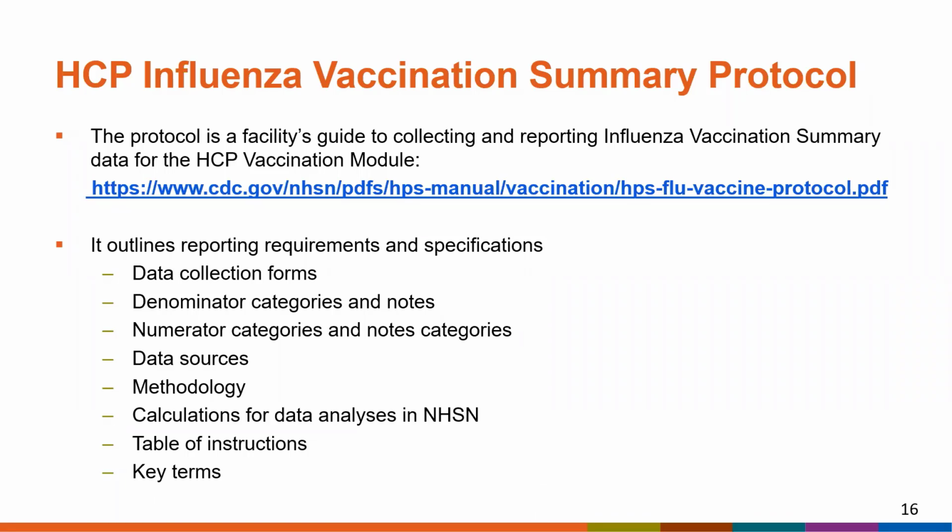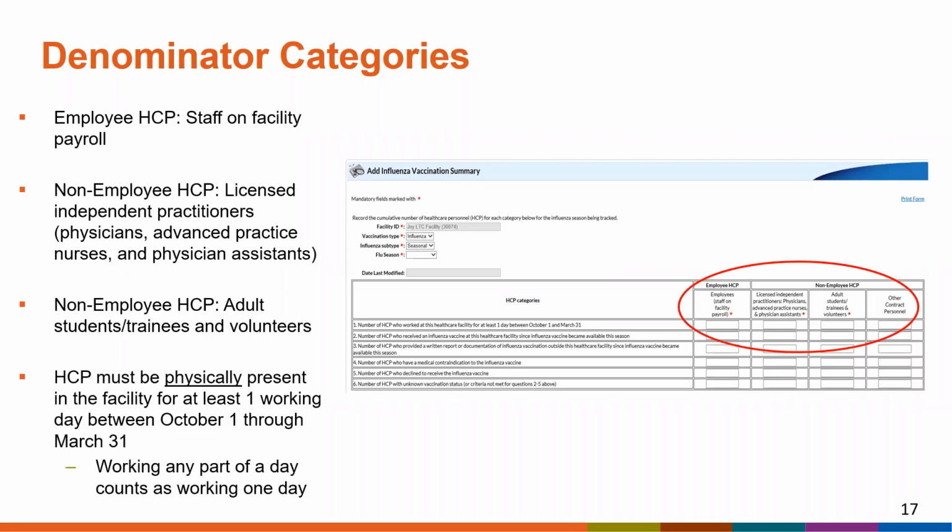Each facility should thoroughly review the protocol before collecting and entering data into NHSN. As we noted previously, there are 3 required denominator categories. One category consists of employees, while the other 2 categories consist of non-employees. One non-employee category is licensed independent practitioners, and the other category includes adult students, trainees, and volunteers.